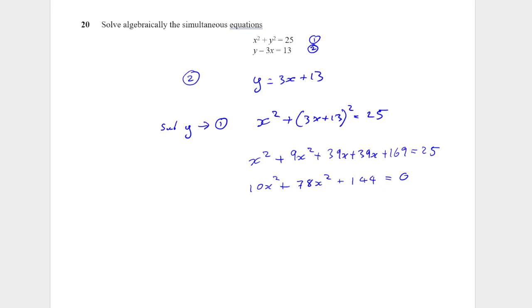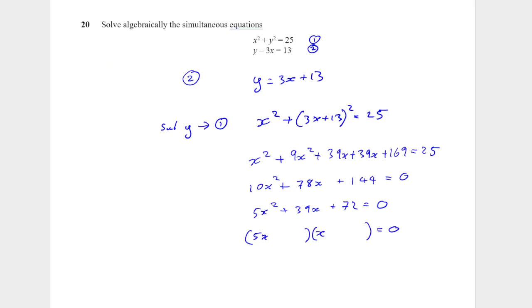Then I'm going to tidy this up a little bit further, although I'm tempted because that is a square number. But let's just divide everything by 2. That would give me 5x squared plus 39x plus 72 is equal to 0. I'm going to see whether that factorizes. For that to factorize, we must have a 5x here and an x here.